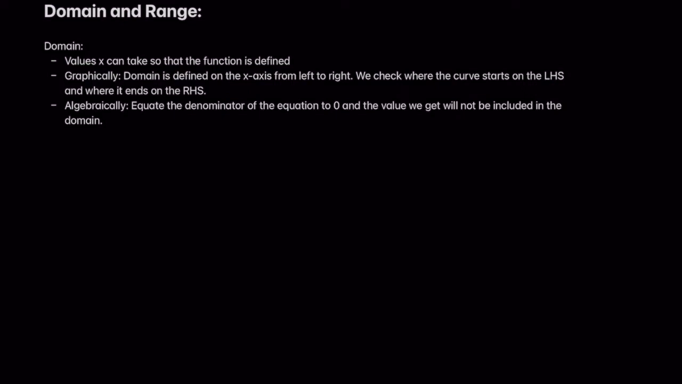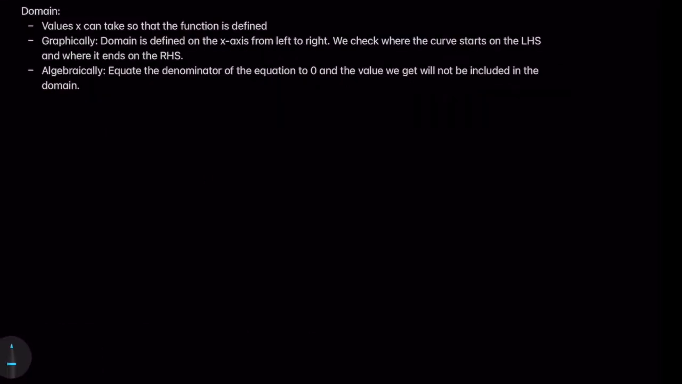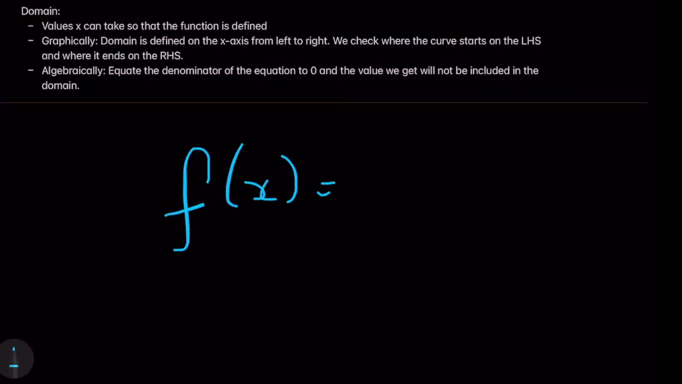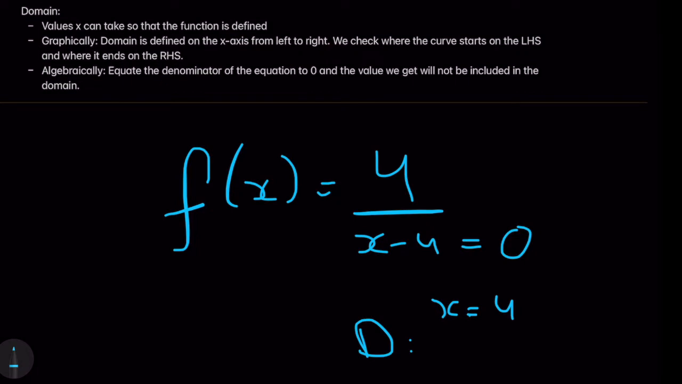A golden rule to remember is that a function is not defined if the denominator is 0. So to find the domain, we can simply equate the denominator of the equation to 0 and we will get a value, and the value we get will not be included in the domain. For example, if you have f of x is equal to 4 over x minus 4, to find the domain, simply equate x minus 4 to 0. We get x is equal to 4. So our domain will be x is a subset of all real numbers and x is not equal to 4, because when the point is 4, the graph doesn't exist.